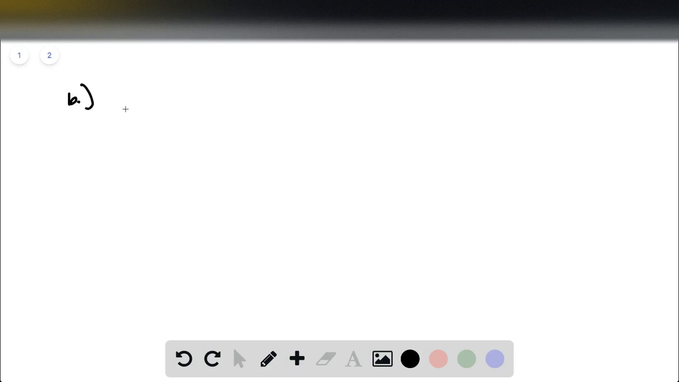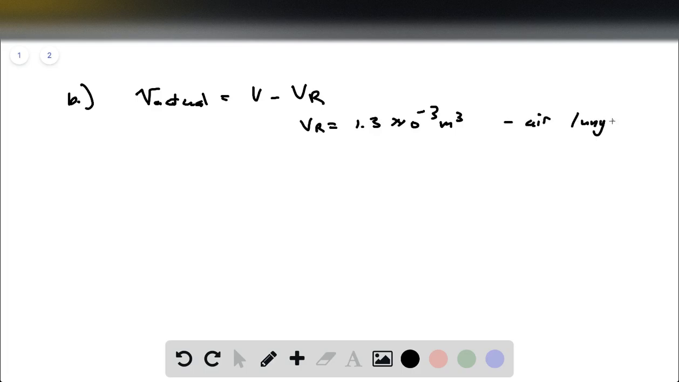Part B, we want to know the specific gravity of the person. And we're told that the actual volume is this volume that we just calculated minus what they call the residual volume, V_R. And V_R is 1.3 times 10 to the minus 3 meters cubed. So this is basically air in the lungs that we want to subtract out. So that's contributing to the buoyant force. And when we're looking for the person's actual volume, we're going to ignore the air there.